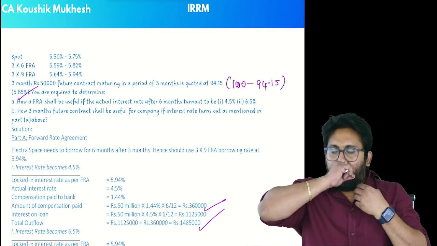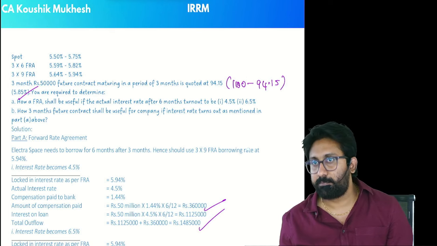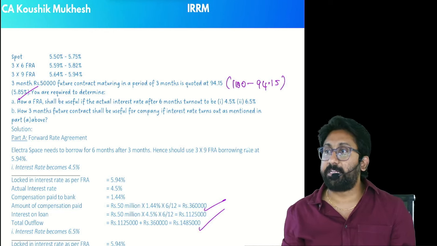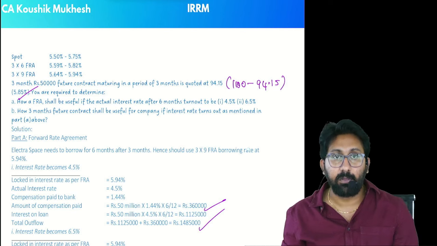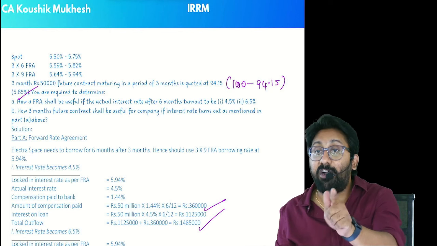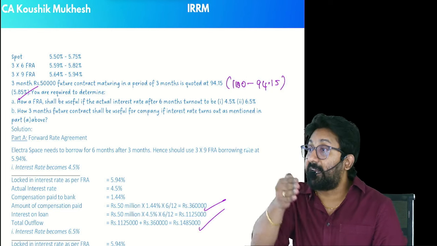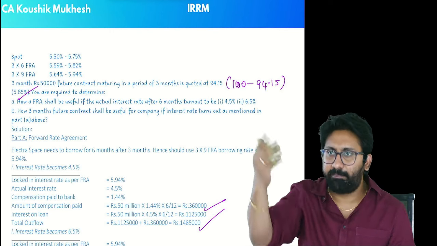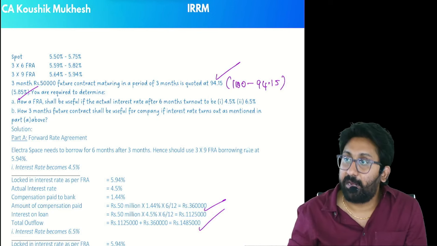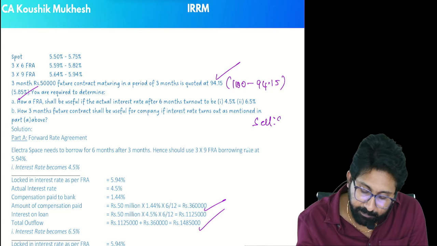First tell me, I wanted to borrow. Borrow means pay interest or receive interest? Pay interest means interest is going out or coming in? Means we have to sell or buy. Sell what? Expand everything. Sell interest rate futures. At what price? 94.15. Original sell contract at?